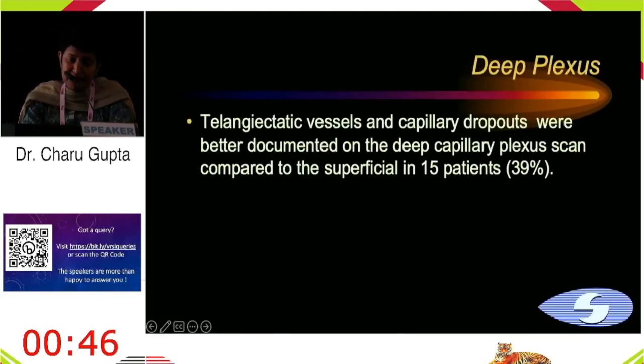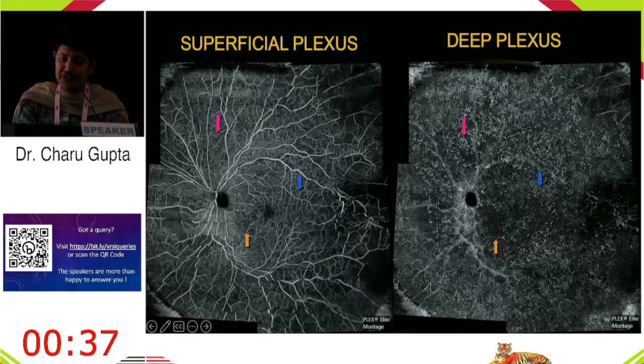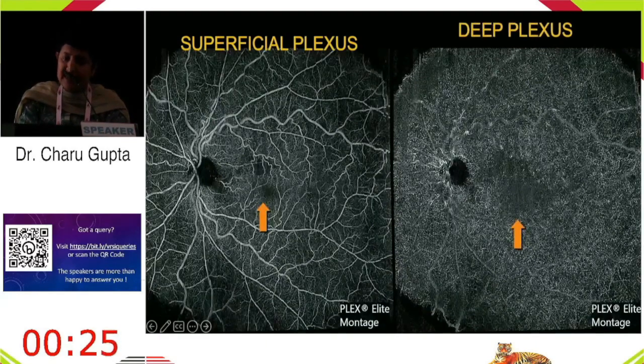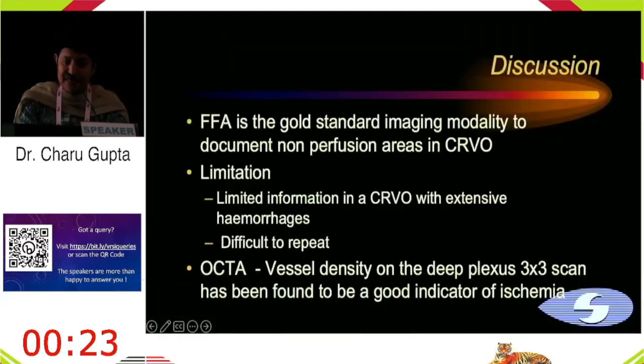Comparing the deep plexus, telangiectatic vessels and capillary dropouts are better documented on the deep capillary plexus as compared to the superficial in 15 patients. So this is the superficial plexus on the left-hand side and the deep plexus on the right. You see that many more CNP areas of non-perfusion, and the engorgement also is much more marked. Again, this is another comparison of the superficial and the deep plexus.